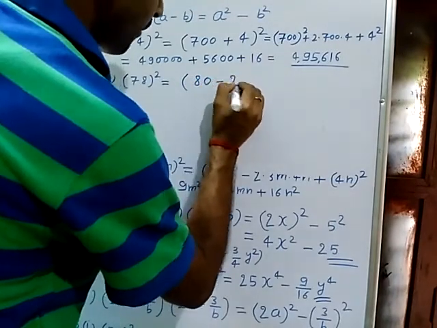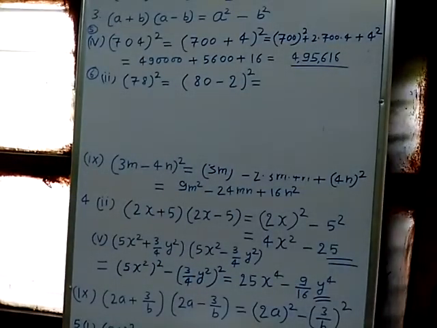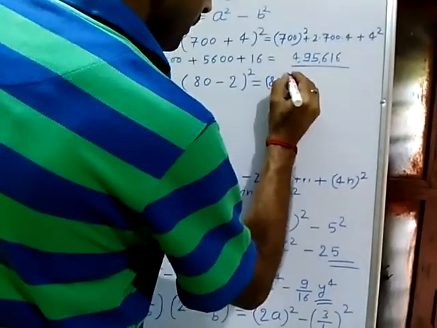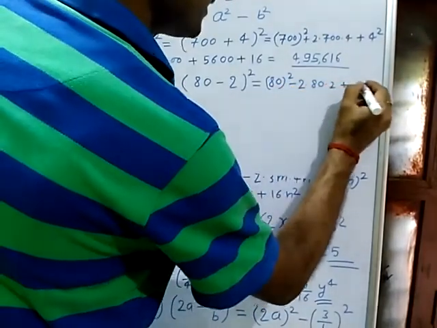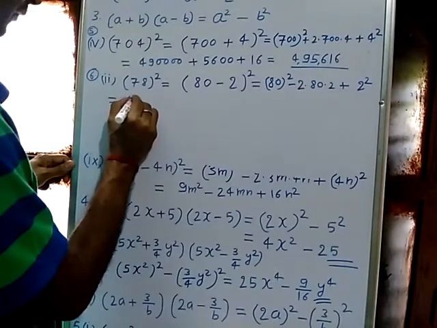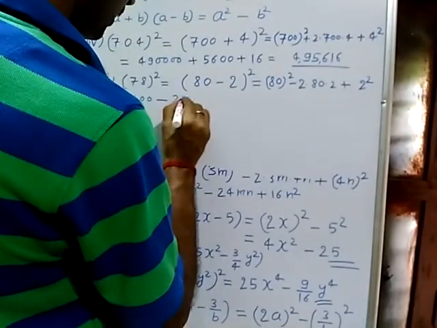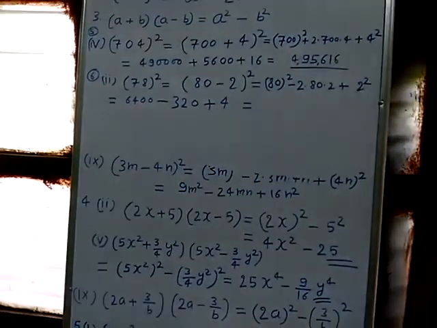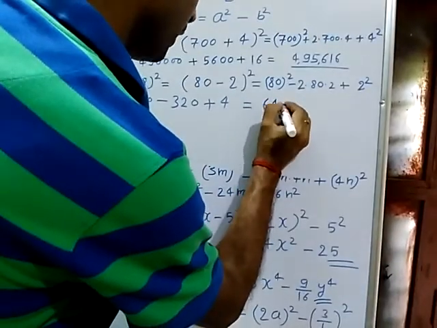Here the identity of a minus b the whole square is applied. Which identity? a minus b its whole square: 80 square minus twice of a into b plus b square. Then if you solve it, what will you get? 8 square, 6400, minus 2 eights are 16, 2 times is 32, 320, plus 4. Then you need to solve it. So you can write it this way: 6404.